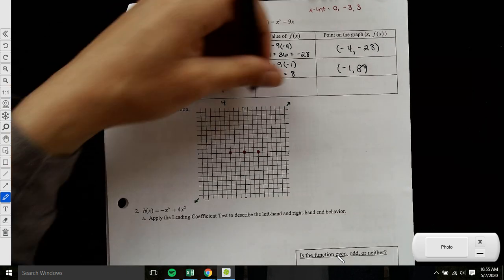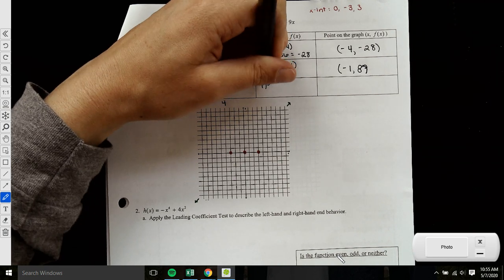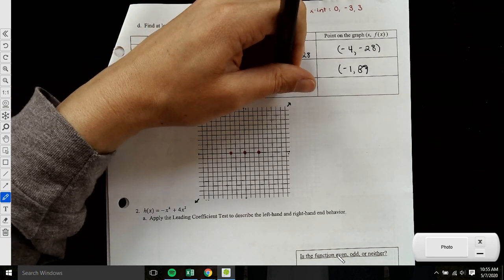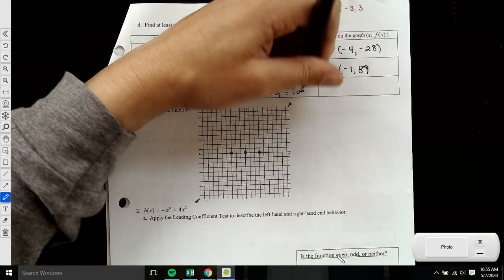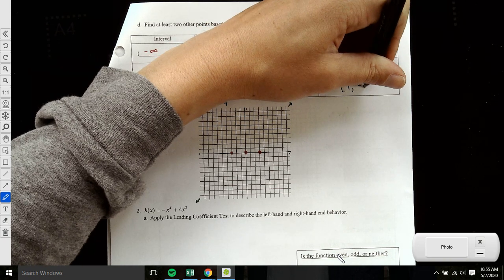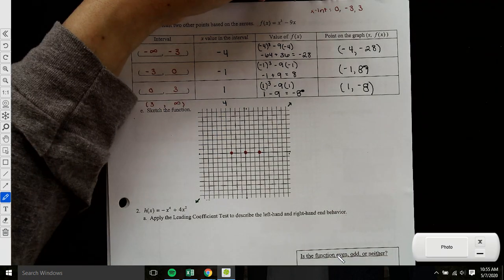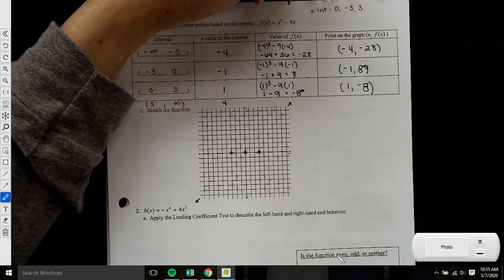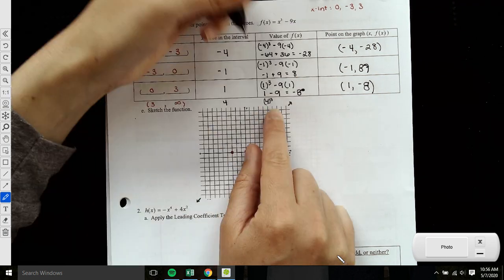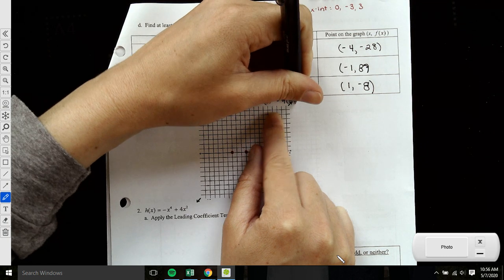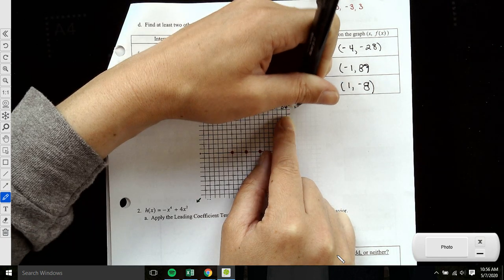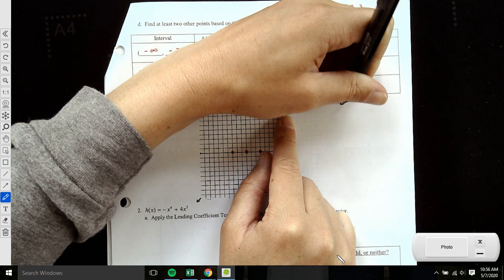Now my next point is 1. So 1 cubed minus 9 times 1, and I get 1 minus 9, which is -8. Why do I keep doing that? So I've got 1, -8. Almost did it again. And for my last point, I have 4. So 4 cubed minus 9 times 4. So I've got 64 minus 36, which is going to be a positive 28. So I've got 4, 28 for that one.